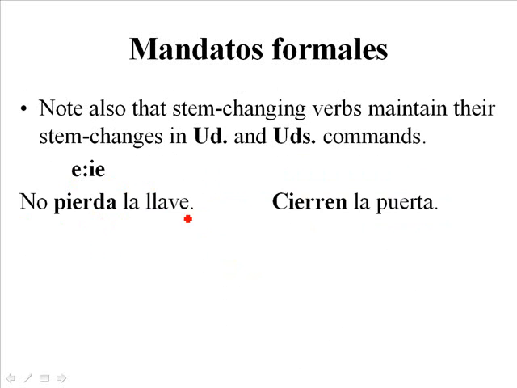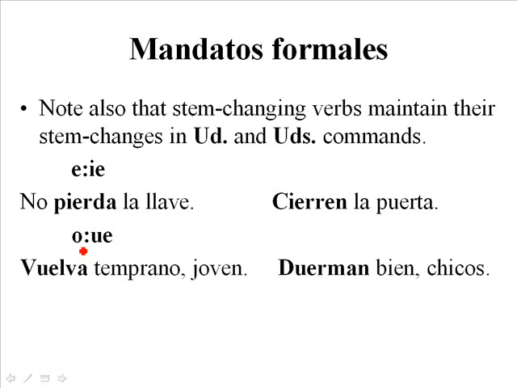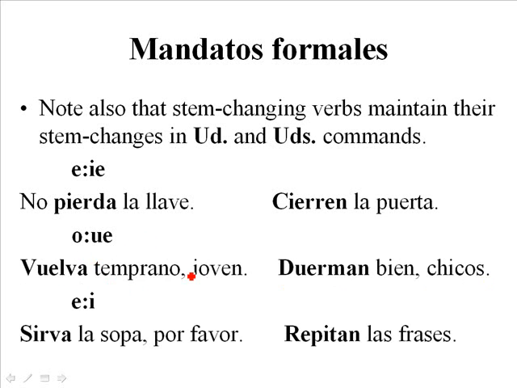No pierda la llave. Cierren la puerta. Here we have an O to UE stem changer. Vuelva temprano, joven. Duerman bien, chicos. Sirva la sopa, por favor. An E to I stem changer. Repitan las frases. Okay, now let's go back and look at these.